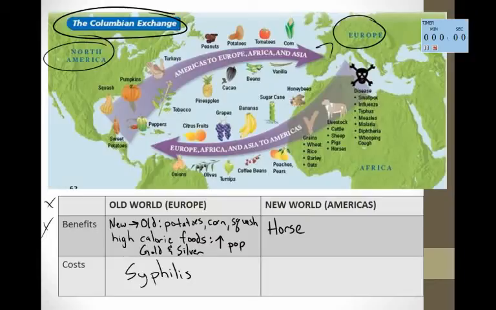What about the Native Americans? What's the worst thing that they got in this exchange? Raphael? Smallpox. Measles. Malaria.